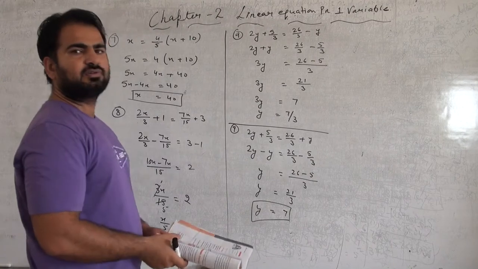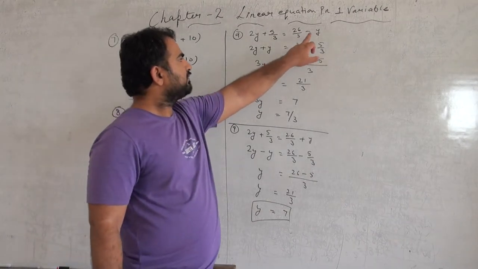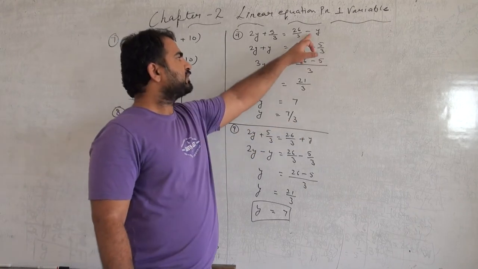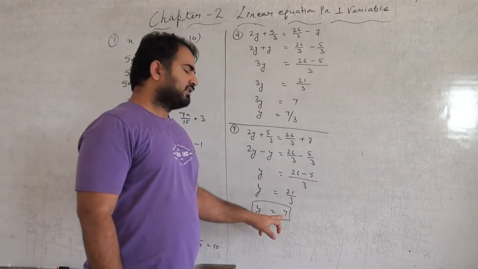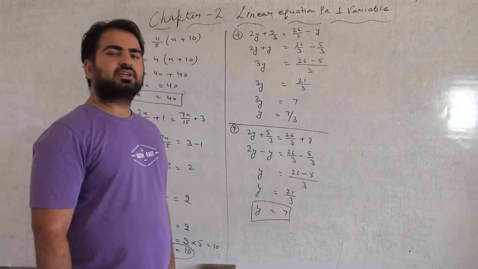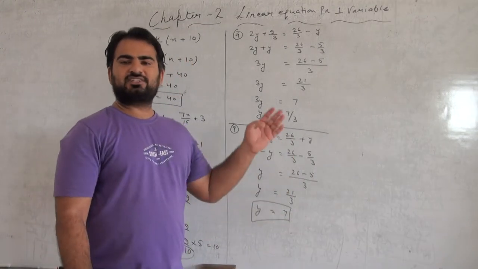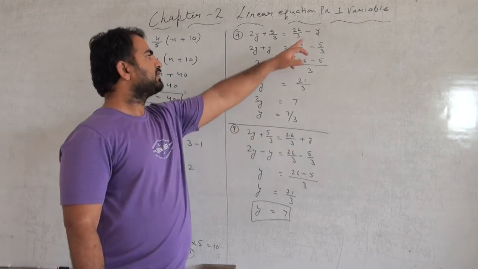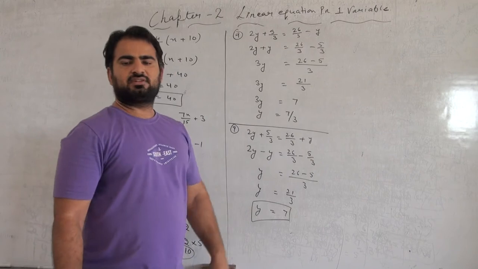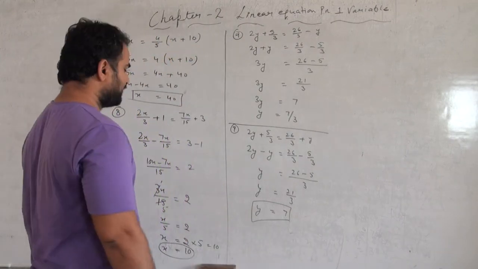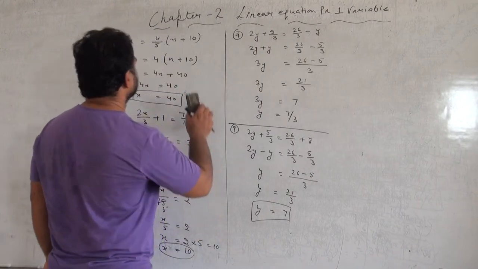Okay, so what you have to do: if negative y is given, then the answer will be 7 by 3, and if positive y is given, then the answer will be 7. Okay, so you can check the answer from the answer sheet and then place the sign there. In my book, the sign is not given. Okay, so class, I am doing question number 10.